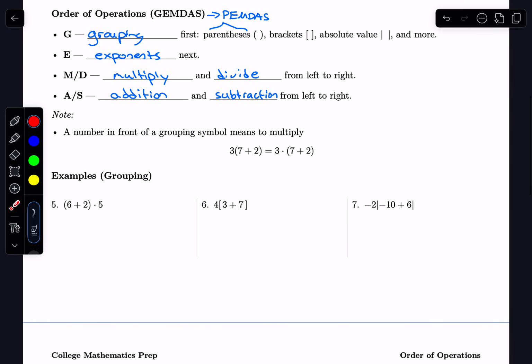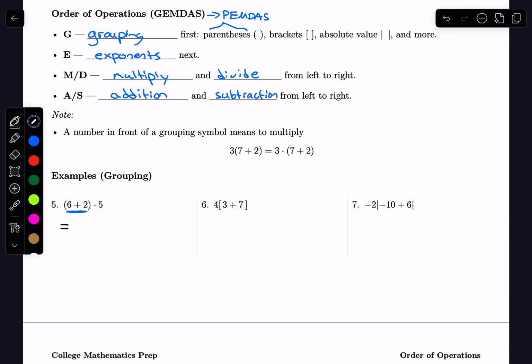All right, so now some examples with grouping. What we're going to do is we're going to build up to higher and higher levels of grouping symbols, or of order of operations, I should say. So the first one, we just have parentheses and multiplication. Okay, so what we do is apply the order of operations in the order those letters appear in GEMDAS. So first we look for grouping symbols, and we notice we have some parentheses here. So we're going to do what's inside of the parentheses first.